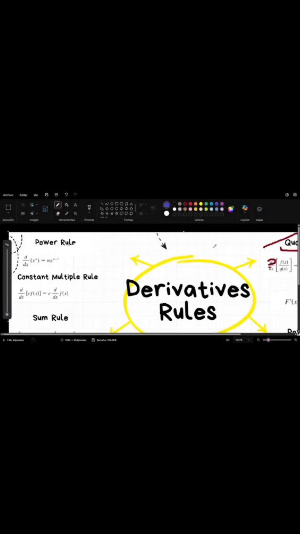The power rule is a basic rule in calculus that helps us find the derivative of a function where the variable is raised to a power. The formula of the power rule: d over dx of x to the power of n equals n x to the power of n minus 1. The formula.